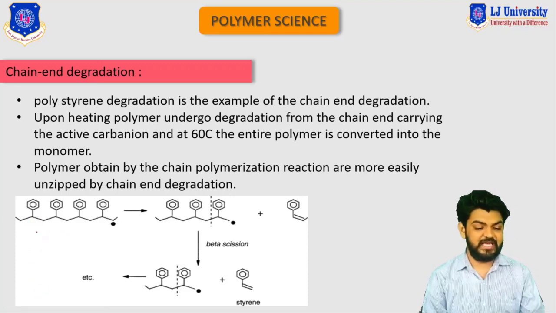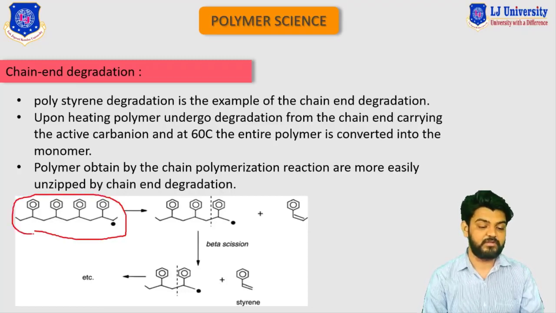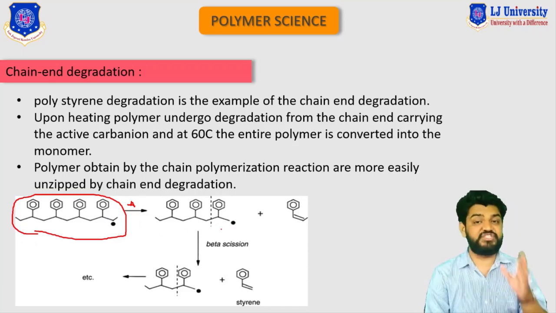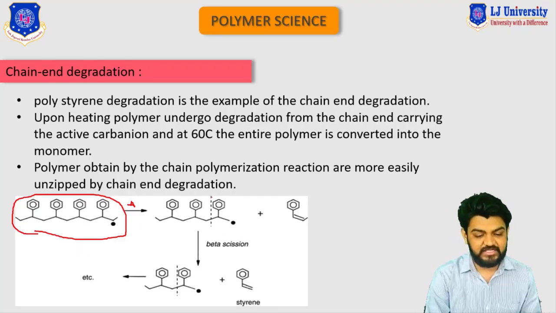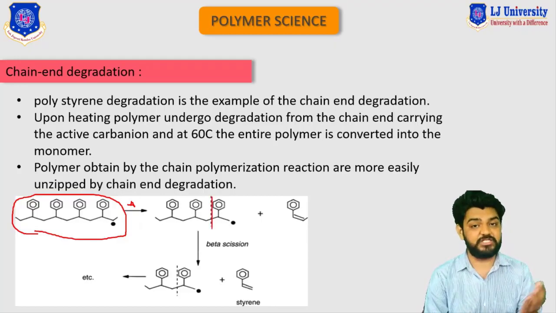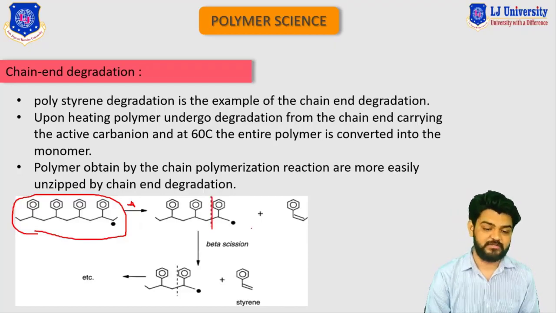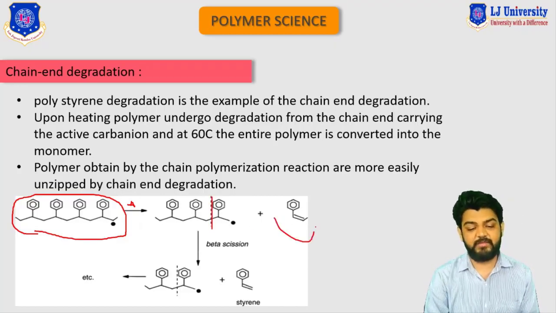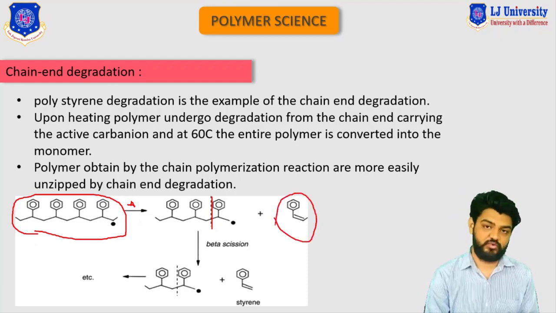Now as you can see here, this is the entire molecule of polystyrene. On the application of heat, here you can see that I am applying heat, this styrene molecule will degrade, but it will degrade from the chain end. So here is the chain end. You can see here this particular monomer will now be released because of the degradation process. You can see here that we have liberated one styrene molecule.